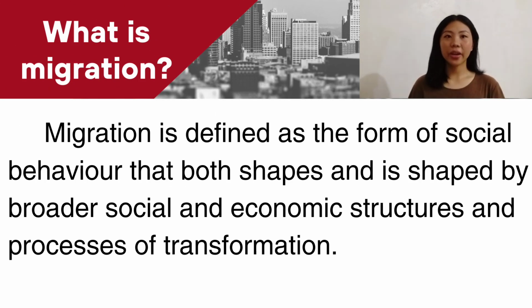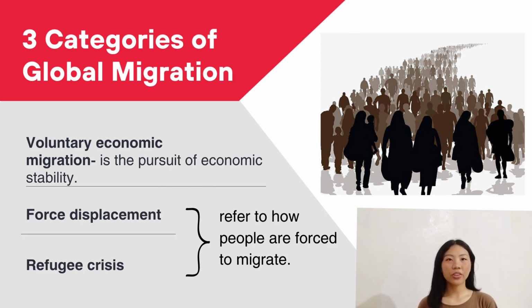So, what is migration? In the definition of Boswell, migration is defined as a form of social behavior that both shapes and is shaped by broader social and economic structures and processes of transformation. There are three categories of global migration. First, voluntary economic migration is the pursuit of economic stability. Forced displacement and refugee crisis refer to how people are forced to migrate.